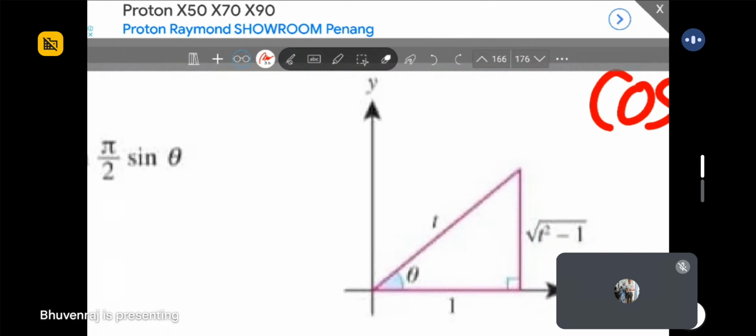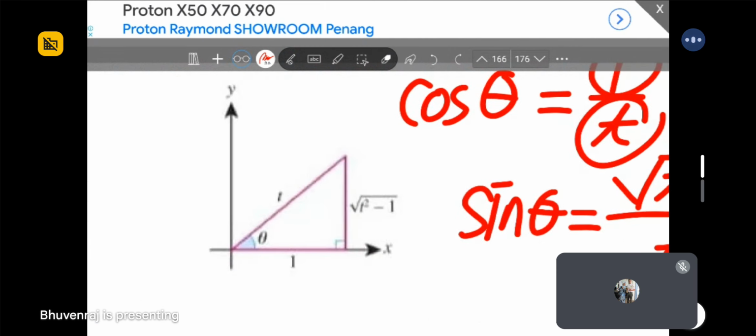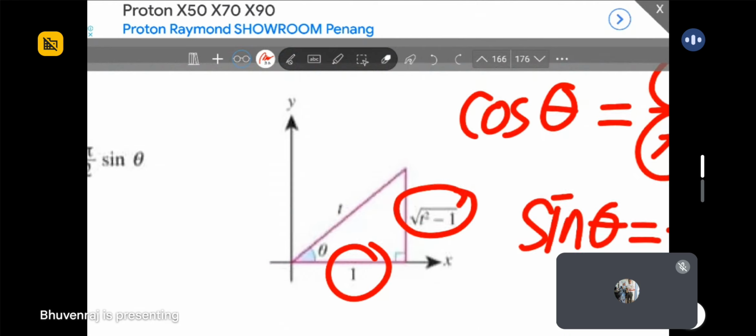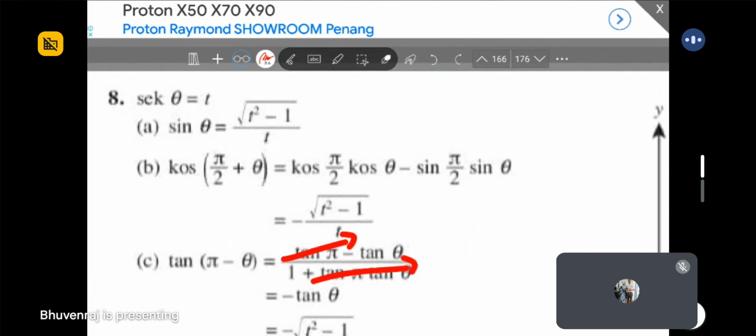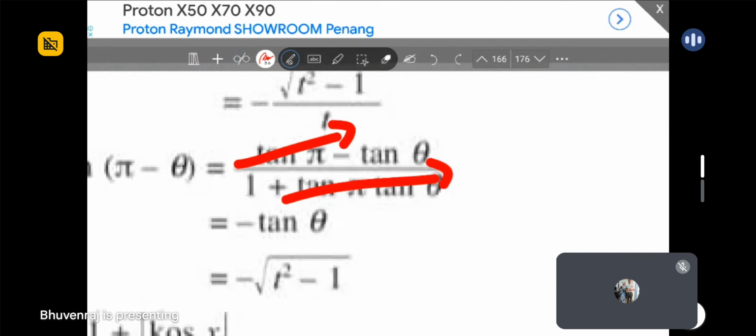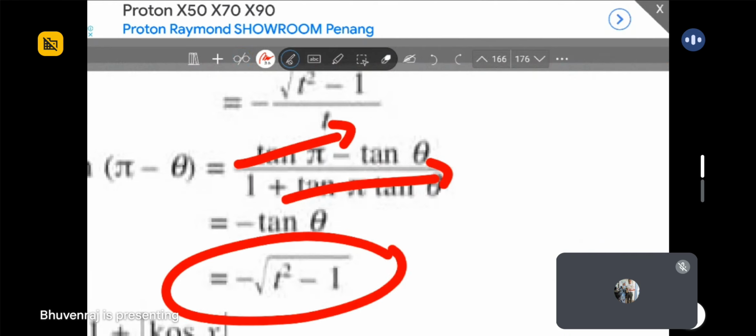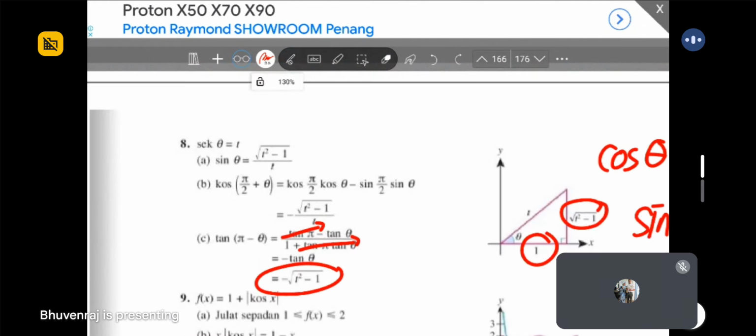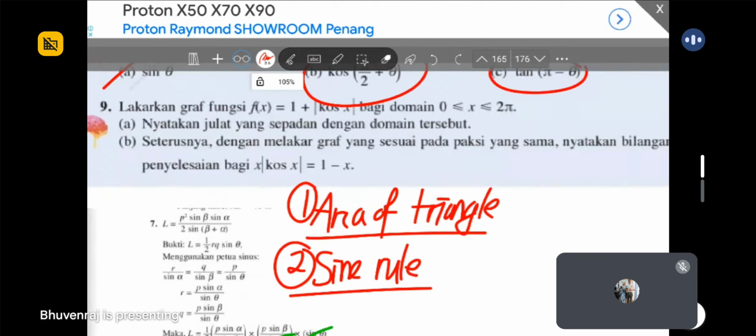So refer to your triangle. What is your tangent theta? Opposite over adjacent. Bertentangan, bahagi, bersebelahan. So the answer is square root of t square minus 1 over 1. So definitely the answer is negative square root of t square minus 1. Okay, this is for question 8. Soalan ke-8.